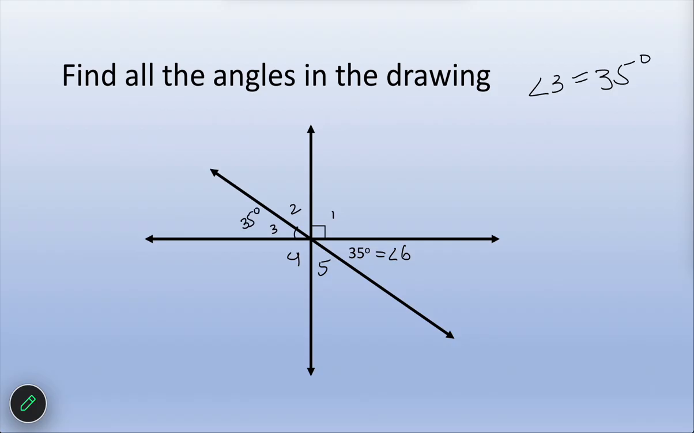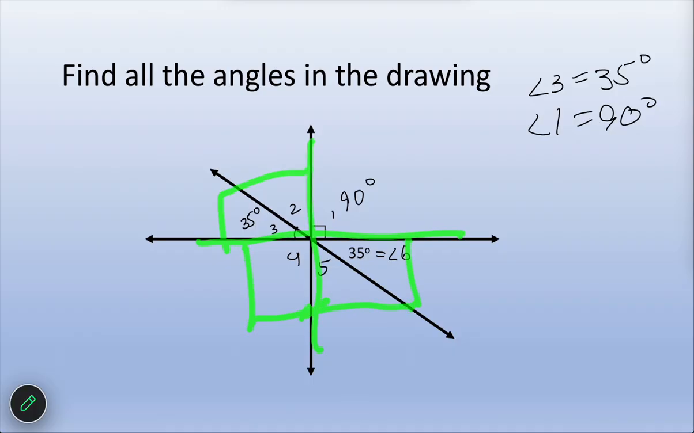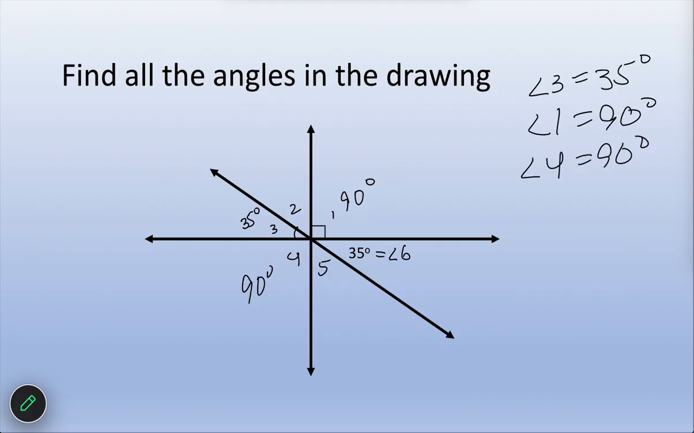Now, I also know that angle 1 has been marked with a right angle mark. Okay, so whatever makes an X with that also must be a total of 90 degrees. So you'll notice this has to be 90, this has to be 90, this has to be 90. Well, 4 is clearly then 90 degrees. Okay, so really the only ones right now we don't know are angle 2 and angle 5.